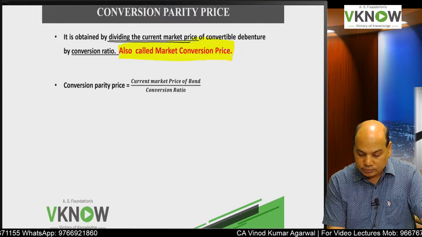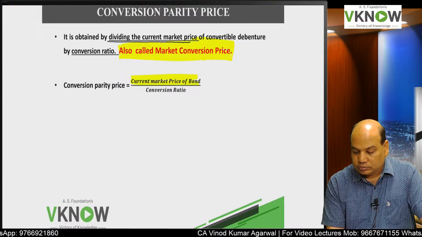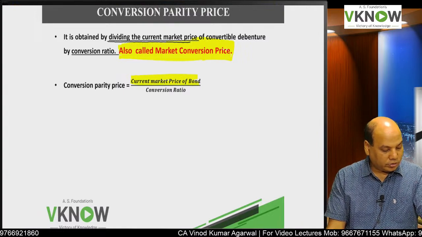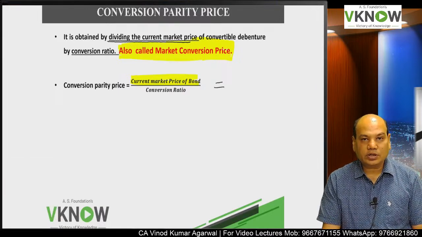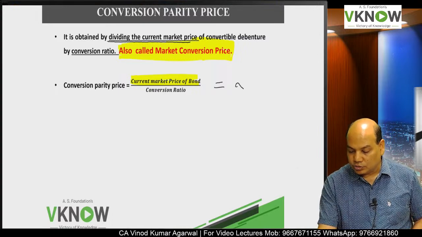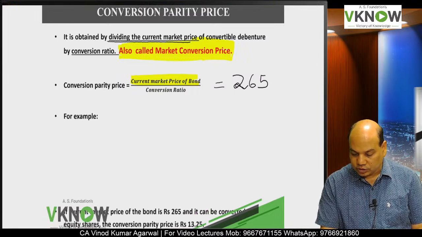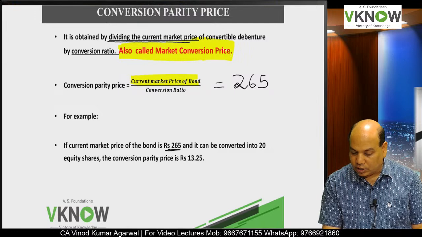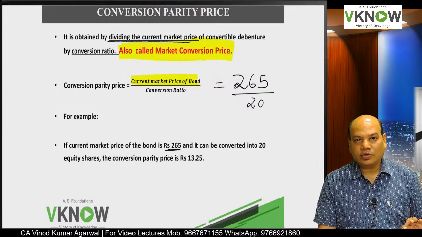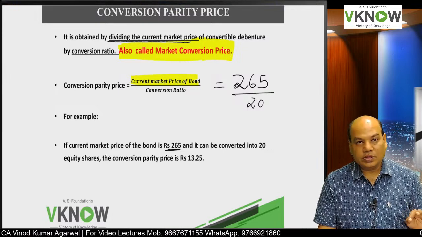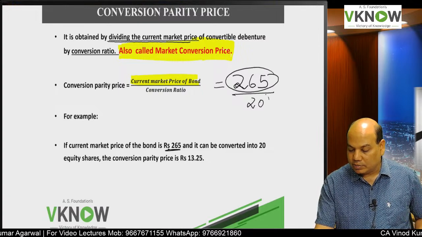How do we compute it? Take the current market price of the bond and divide by the conversion ratio. Current market price, let us assume 265. The example is printed in the book only. Let us suppose the conversion ratio is 20. The current market price of the bond is 265 and the conversion ratio is 20. So the conversion parity price is 265 divided by 20.